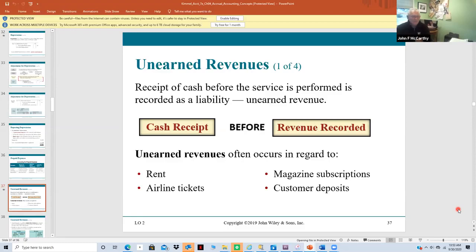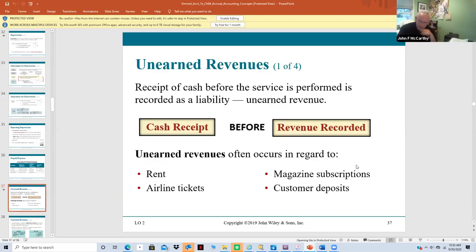Airline tickets. We all pay for airline tickets in advance, right? Often 2 weeks in advance, a month in advance. Maybe those students on campus going home for Thanksgiving, Christmas, have already purchased airline tickets. In a normal semester, that's what we used to do. By now, we would have had our sons' Thanksgiving and Christmas flights booked home. But the airline can't recognize the revenue until we actually use the flight. So when they get that cash, they debit cash, credit unearned revenue.